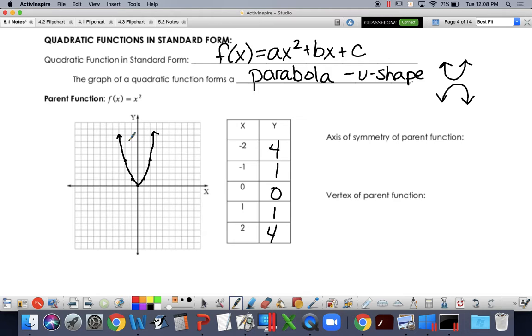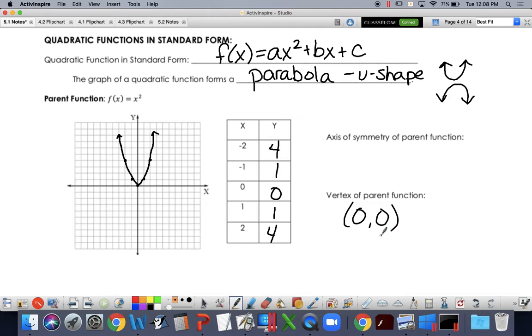So our parent function is just x squared, right? It's got nothing applied to it. I haven't moved it left, right, up, or down. This is the function that we then transform and move around the coordinate plane. What is the vertex of this function, of our parent? 0, 0, the origin, however you want to write it, right? Our vertex, we kind of start off right centered around the origin.